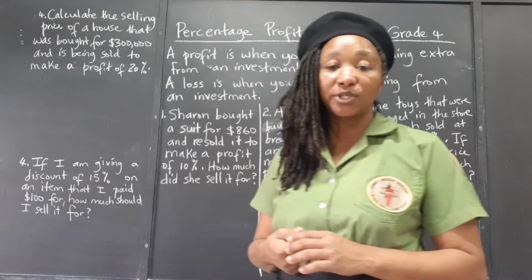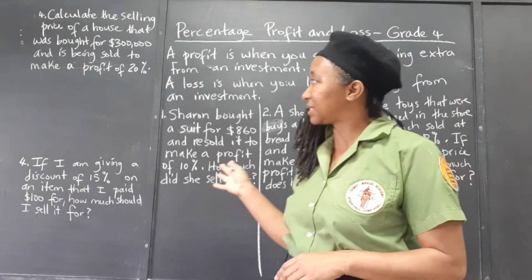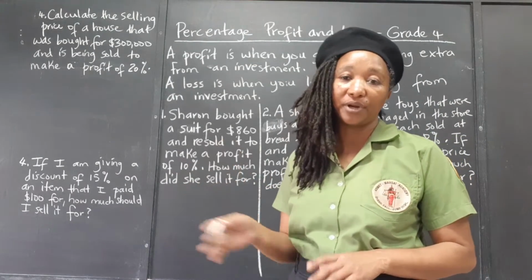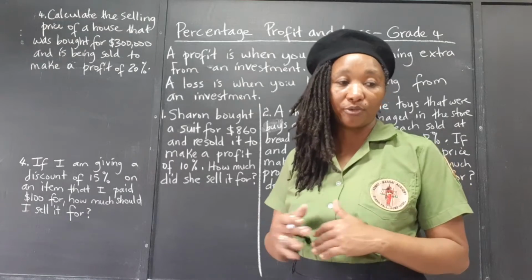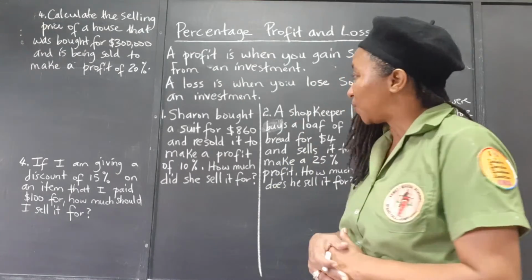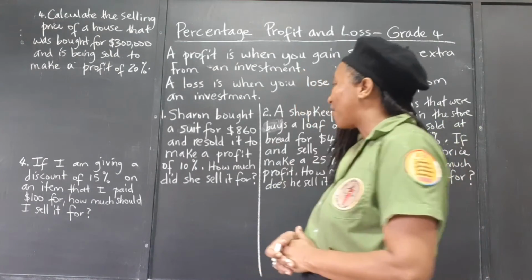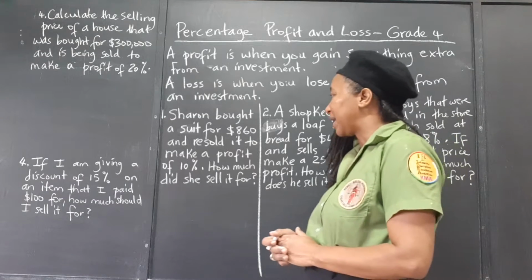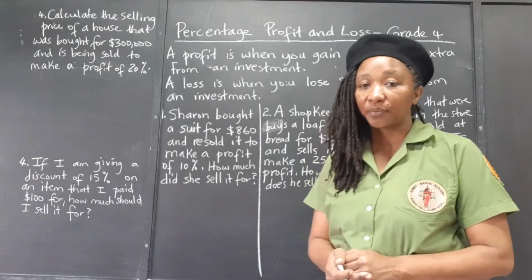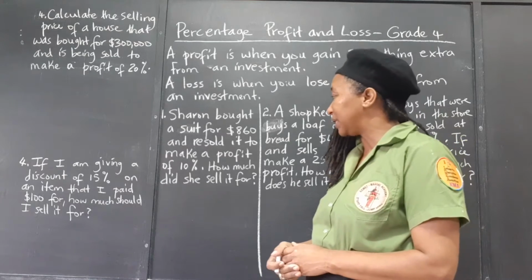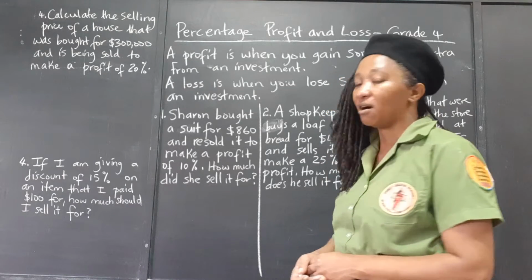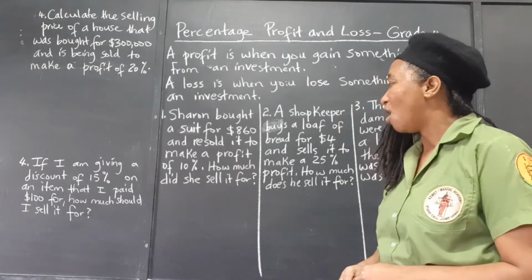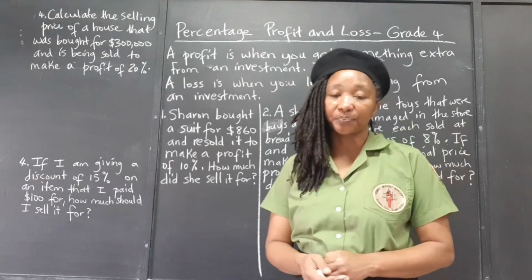So let's go through some problems. We have 5 problems on the board that we're going to go through. The first one says, Sharon bought a suit for $860 and she resold it to make a profit of 10%. How much did she sell it for?